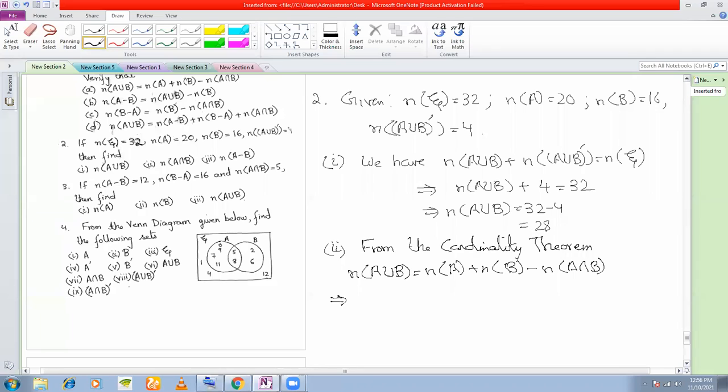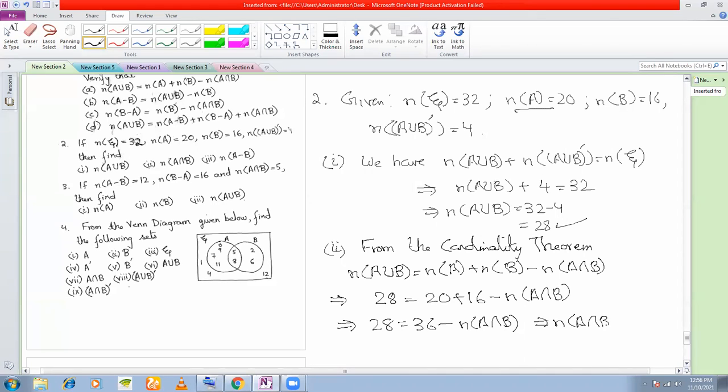So cardinality of A union B we have found above, 28. So put it here. Cardinality of A is given to you, 20. Cardinality of B is also given, 16, minus cardinality A intersection B. So 28 is equal to 36 minus cardinality A intersection B. That means cardinality A intersection B is equal to 36 minus 28, which is equal to 8.